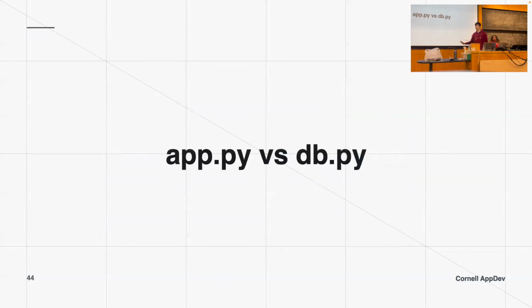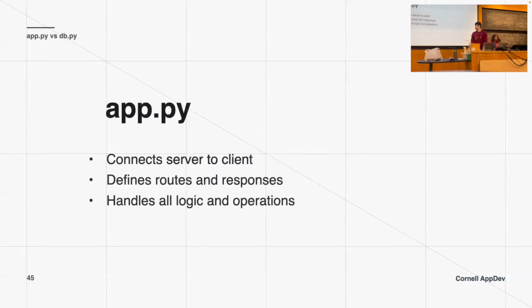Okay, and this is just something that I want to cover real quick, just so you know the distinction and proper architecture of a backend. What should be stored in app.py? App.py should connect the server to the client. This is the server actually accepting requests, which is defined in app.py, just like in the endpoints. And it also defines all the routes and the responses. So this you're all familiar with.